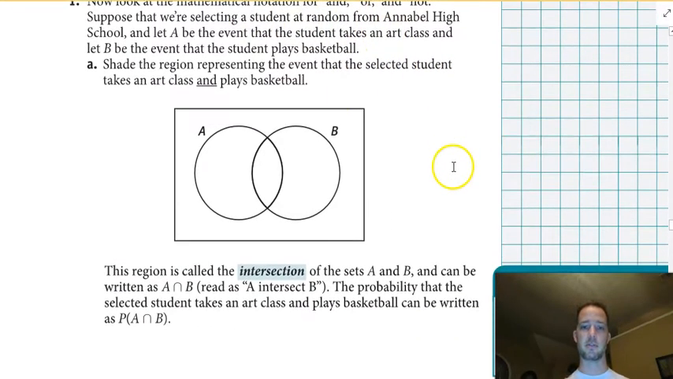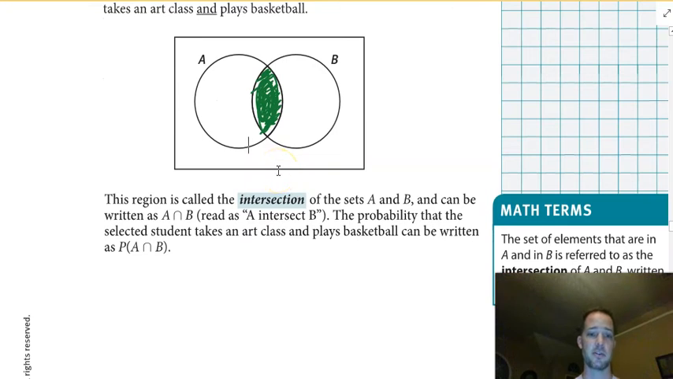Suppose that we're selecting students at random from Annabelle High School. Event A and event B. A is art and B is basketball, just like we started with. Shade the region representing the event that the selected student takes an art class and plays basketball. So we know the students that do both will be this region right here, that little almond football shape in the middle. This region is called the intersection. So that's literally where the circle for A and the circle for B are overlapping. That's the only region that they're both a part of: art and basketball.